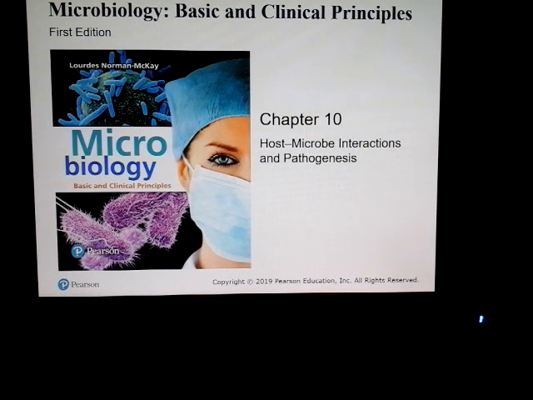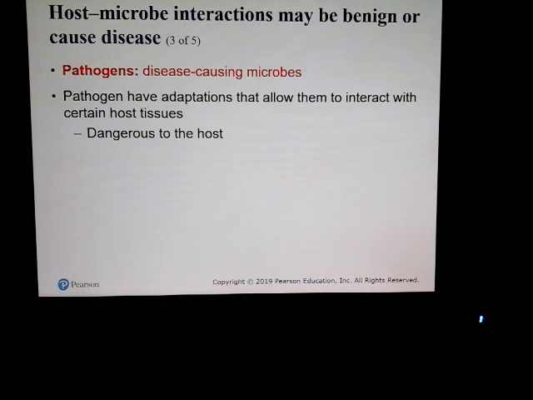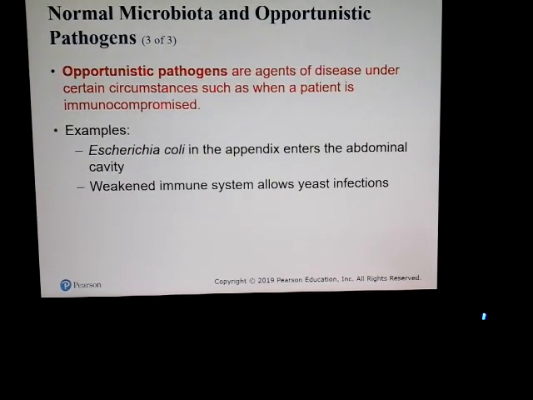Today's lecture is on microbial interactions and pathogenesis. So we have normal microbiota that colonize our skin, digestive system, genitals, urinary and respiratory system. And pathogens are disease-causing microbes. So they have certain adaptations that allow them to interact with us and our tissues. So pathogens can definitely be dangerous then to a host.